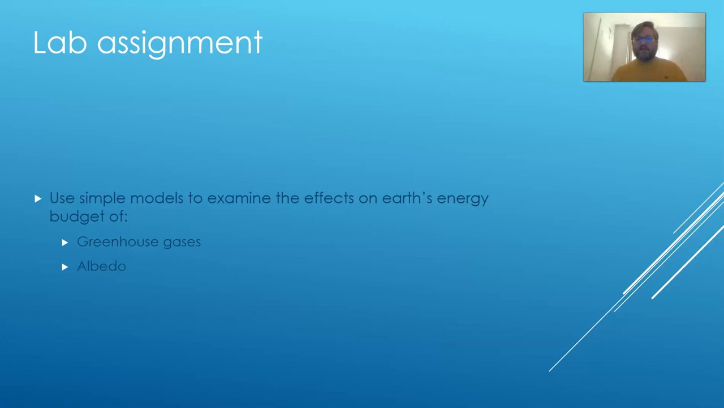Okay, so that should give you the background you need to do your lab assignment for this week, where you're going to be using some simplified models of the Earth's energy system. So you're going to be able to play with different radiative forcings, different factors, different things that we're doing to the Earth, and see the effects of that on the temperature and the energy budget of the Earth, moving around things like greenhouse gases and albedo.